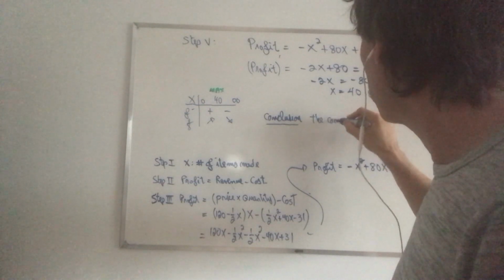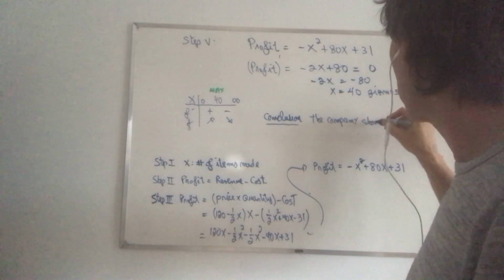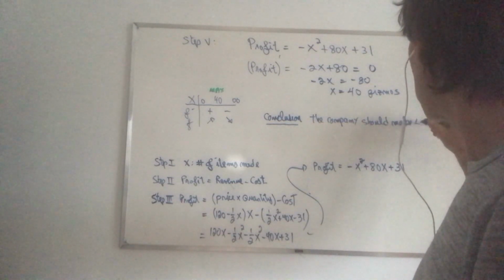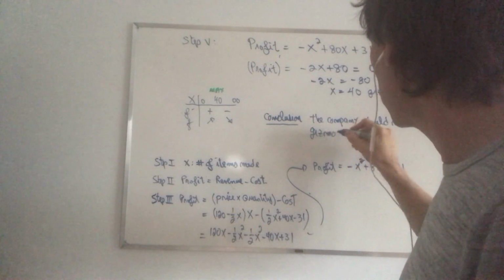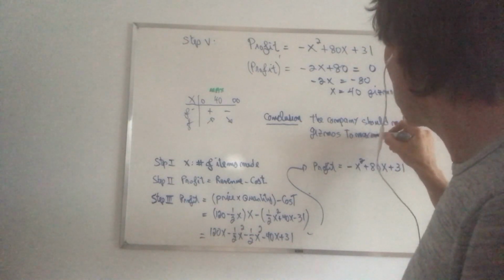Conclusion, the company should make 40 gizmos to maximize its profit. And that's how this is done.